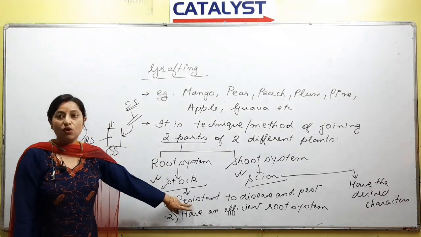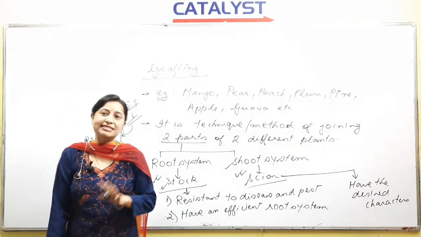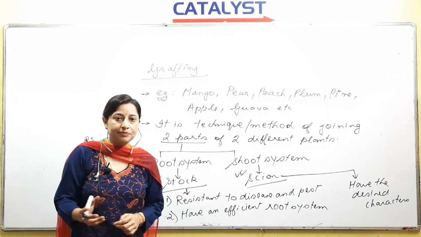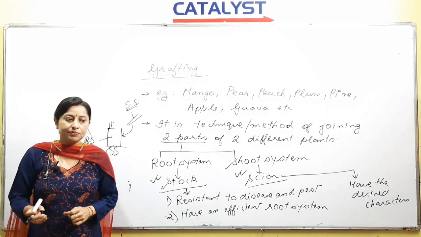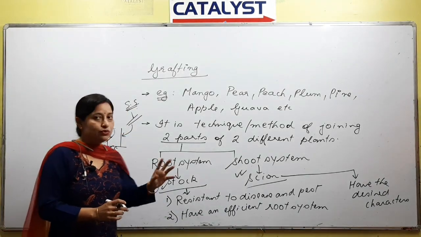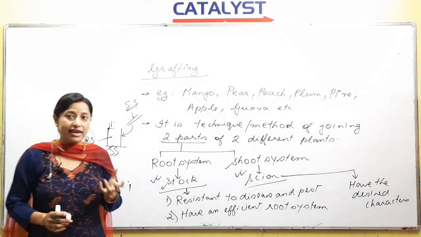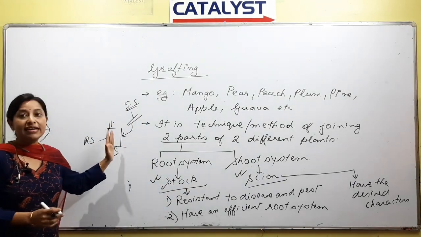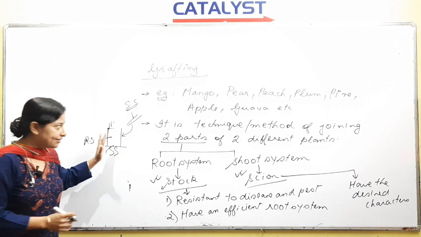What we understand by the word resistant? Resistant to disease means what? Or resistant to pest means what? What is resistant? That disease should not occur, plus any insects or any such organisms should not be able to infect it. So if it is healthy, then only it is suitable for the purpose of grafting.